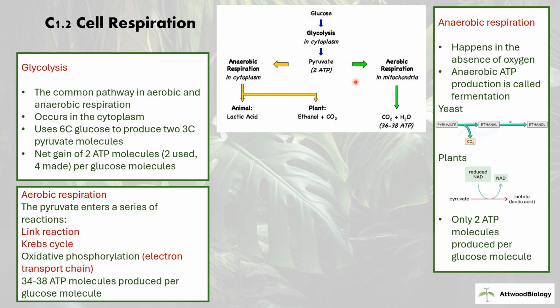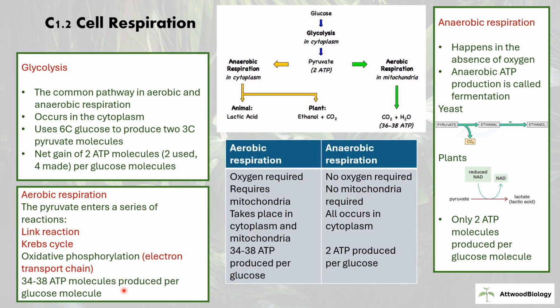That's anaerobic respiration. If we look at aerobic respiration, there's a series of reactions. So we have the link reaction, we have Krebs cycle, we have oxidative phosphorylation, and we have a huge amount of ATP being produced in aerobic respiration. So your body would prefer to respire aerobically because it produces more ATP that way.